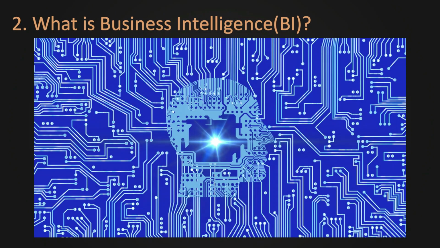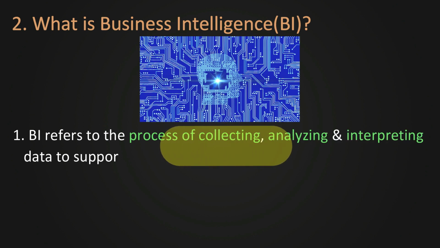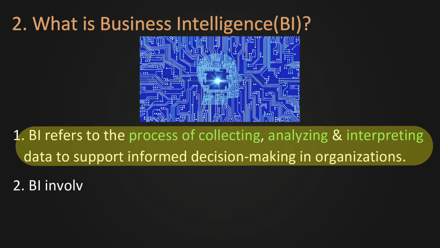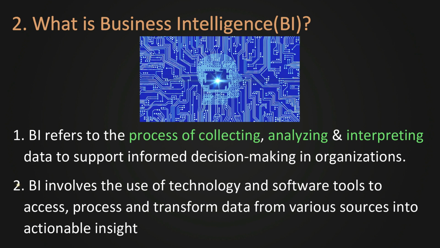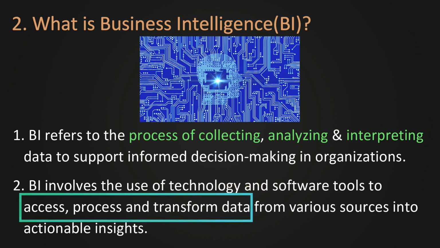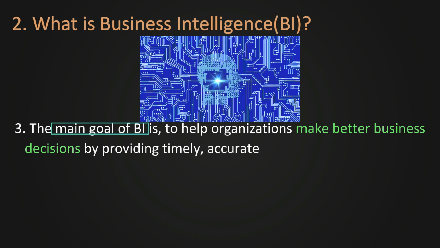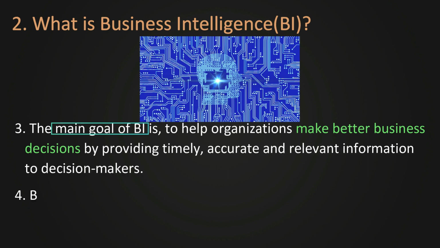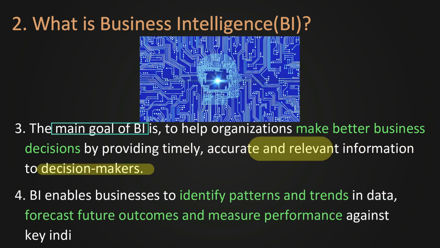What is business intelligence? Business intelligence refers to the process of collecting, analyzing, and interpreting data to support informed decision-making in organizations. Business intelligence involves the use of technology and software tools to access, process, and transform data from various sources into actionable insights. The main goal of business intelligence is to help organizations make better business decisions by providing timely, accurate, and relevant information to decision makers.